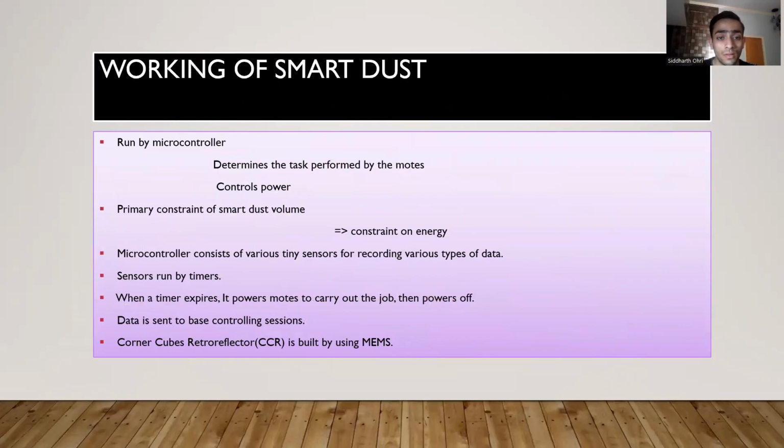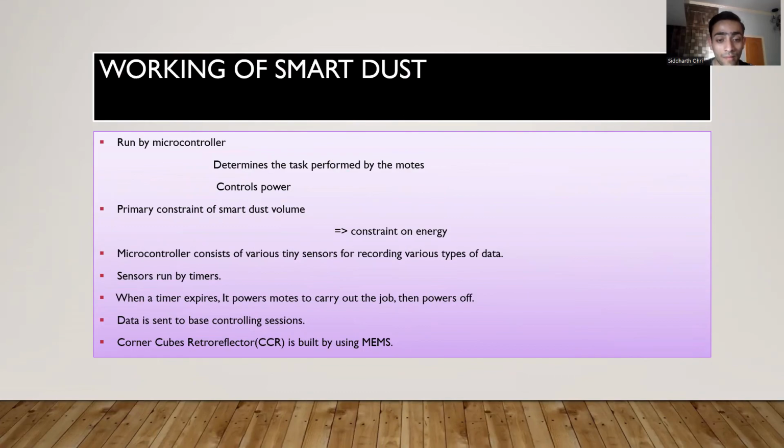Now we would be seeing the working of smart dust. It is being run by a microcontroller. It determines the task performed by the nodes. It also controls power. The primary constraint of smart dust is volume. It also has a constraint on energy.